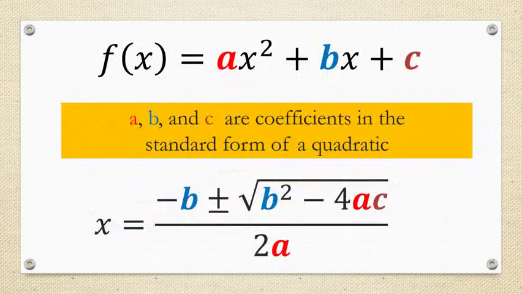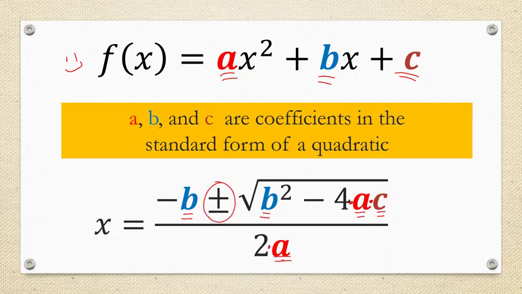All right, so here is our quadratic equation. This is standard form. A, B, and C are the coefficients in the standard form of the quadratic. So we're going to be plugging A, B, and C into the quadratic formula. Look right here: there's a B, there's a B, there's an A, C. AC means you're multiplying, 4AC, and 2A means you're going to multiply.